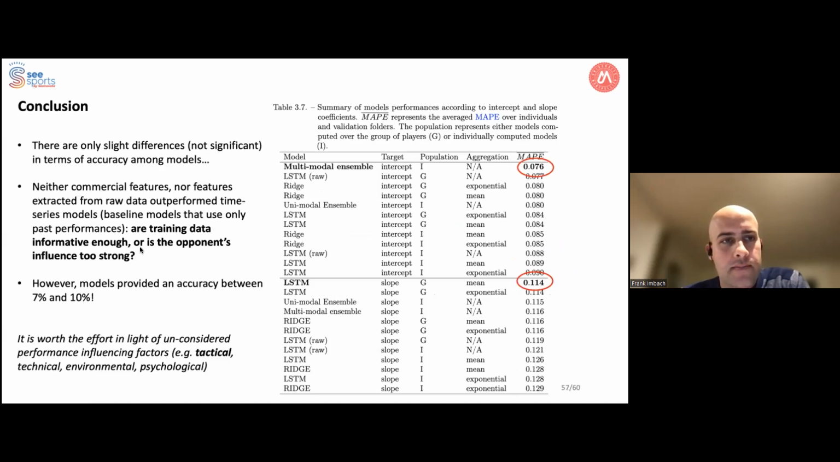In conclusion, there are only slight differences, even not significant, in terms of accuracy among all models. Neither commercial features nor features extracted from raw data outperform the time series models, which were the baseline models that use only past performances. So the question is, are the training data informative in-house, or is the opponent's influence too strong? However, models provided an accuracy between 7 and 10%, which could be considered as low. So this is not a bad thing or bad results. It was expected in light of unconsidered performance influencing factors such as technical, environmental, psychological, and the opponent, of course.